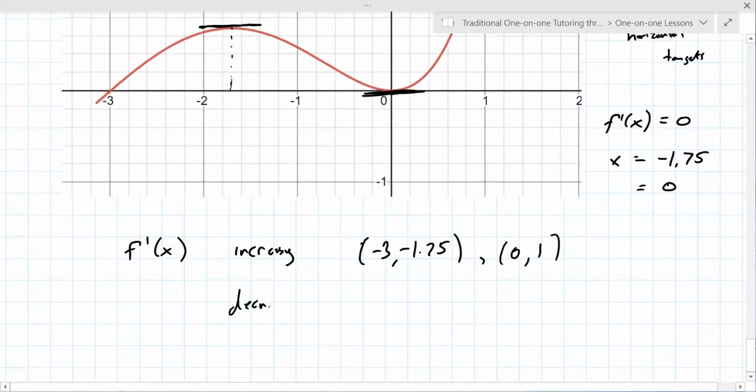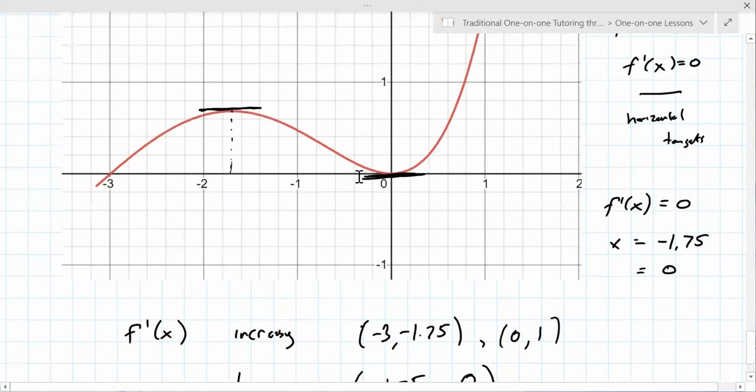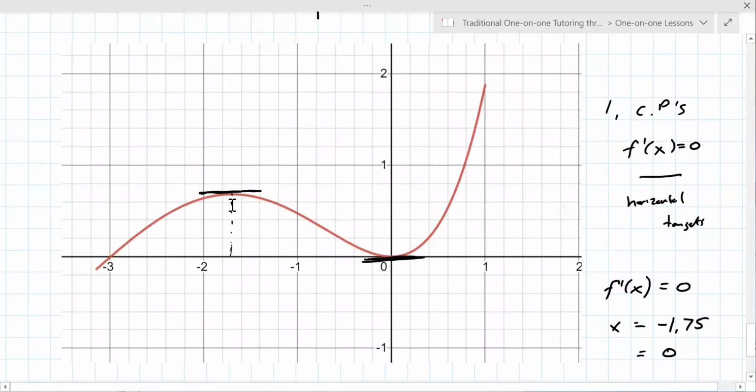Decreasing from -1.75 to 0. Okay. The next one I could ask you is where is f prime of x greater than 0? Where is it concave up? Oh, concave up. It's from -1.75 to 1, or nope.